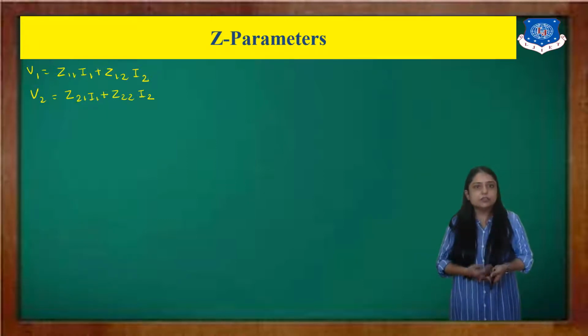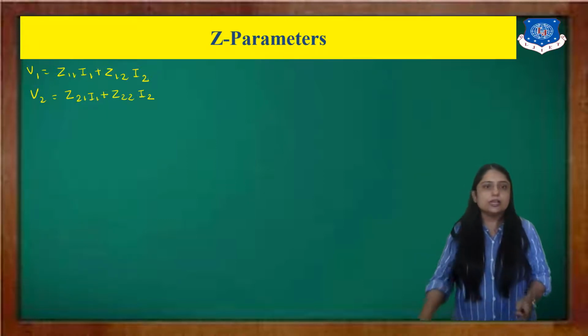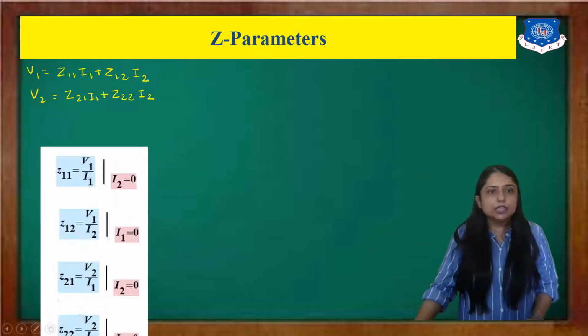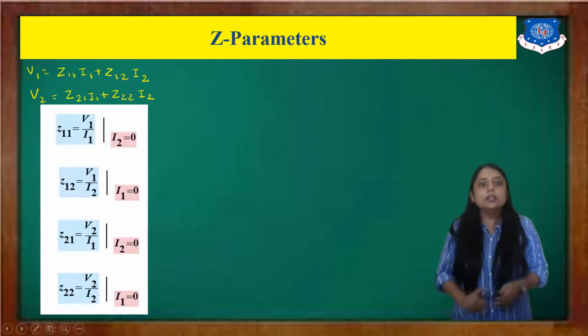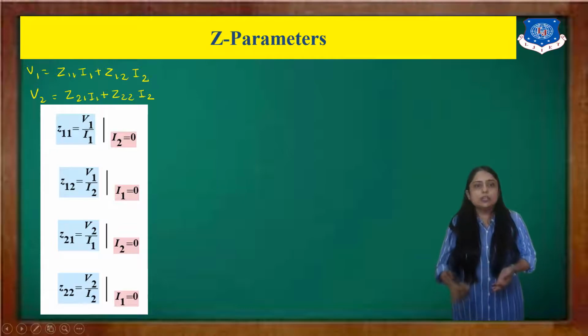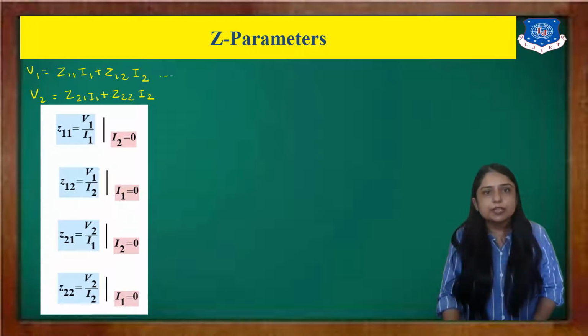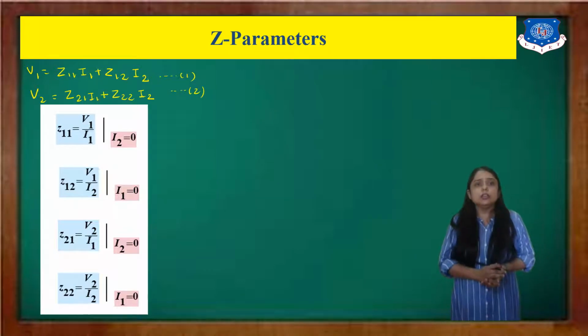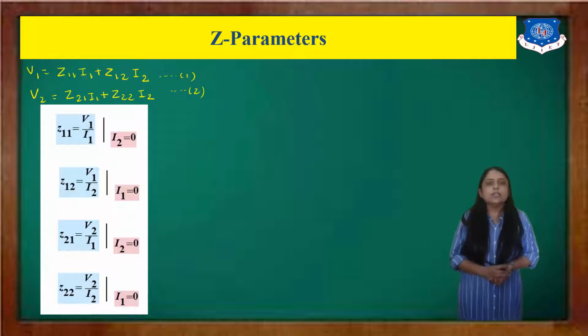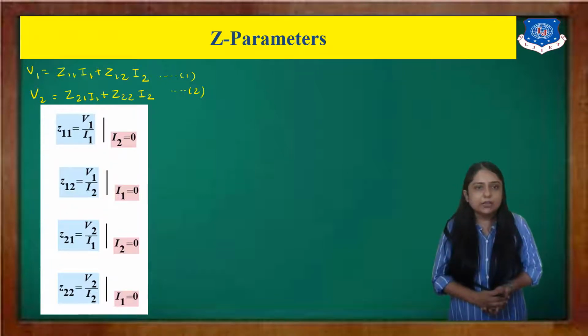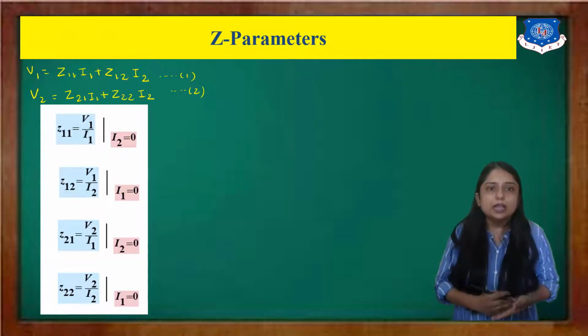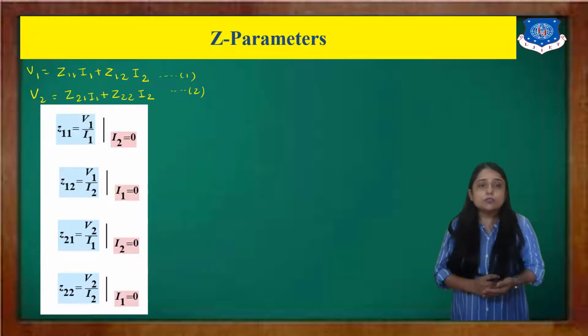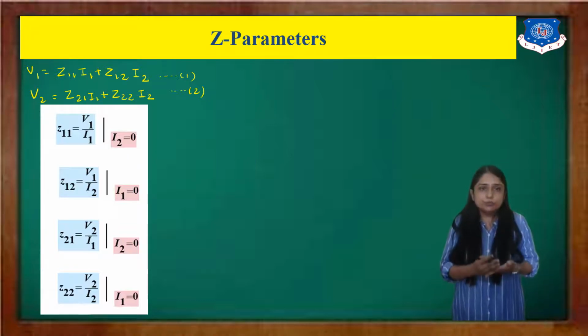Now we will see how we can find the values of the Z parameters, that means Z11, Z12, Z21 and Z22. Here I am calling these equation 1 and equation 2. If I put I2 equal to 0 in equation number 1, then the value of Z11 becomes V1 by I1, which is a relation of input voltage and input current.